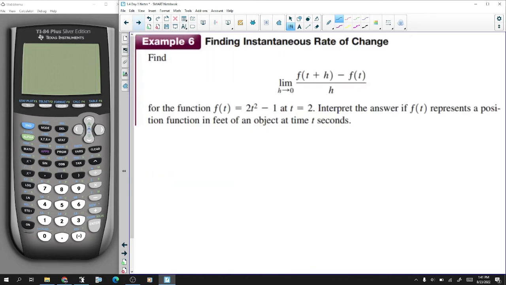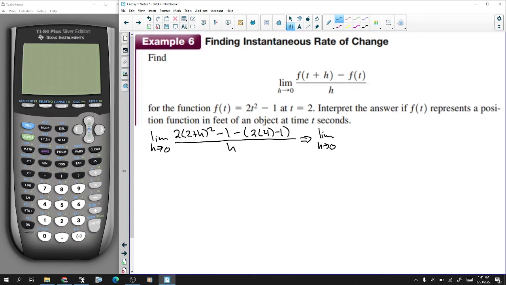For the function at t equals 2, interpret the answer if f of t represents a position function in feet of an object at time t seconds. We have the limit as h approaches 0 of 2 times 2 plus h squared minus 1, minus 2 times 2 squared, which is 4, minus 1, all over h.